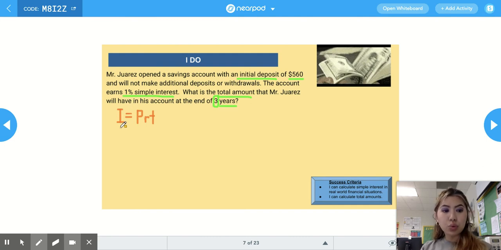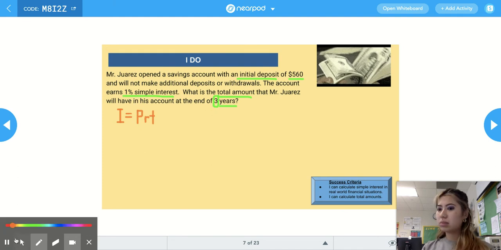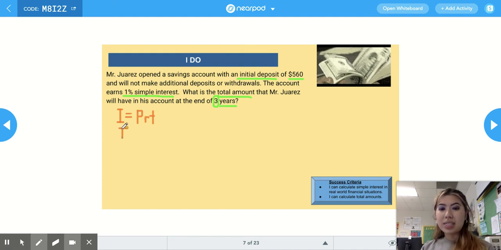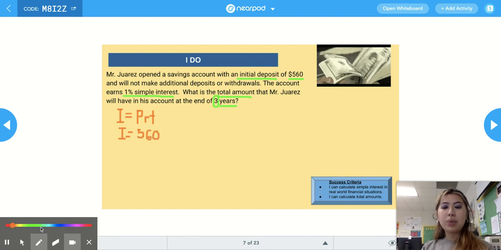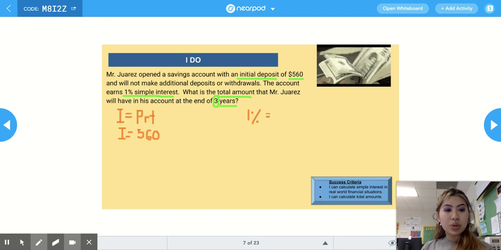Next, we're going to substitute or plug in any of the numbers that relate to this equation. So we don't know what our interest is, so we're going to keep it as I is equal to, our principal is our initial value, which is the $560. So we have 560. Our rate is 1%. But remember, we can't put numbers in percent form into our equation, so we actually have to convert it to a decimal. So one way to do it is to divide whatever number is in front of the percent sign by 100, because percents are always out of 100. So 1% is 1 out of 100, which is the same thing as 0.01.